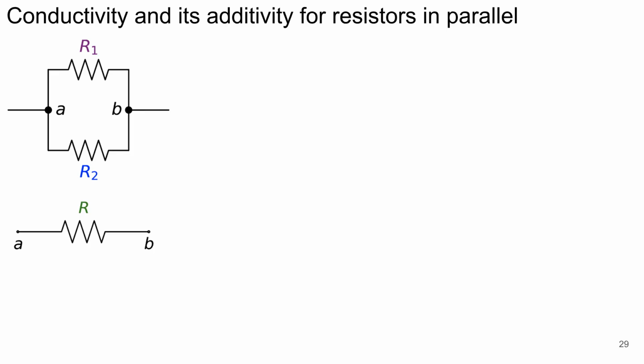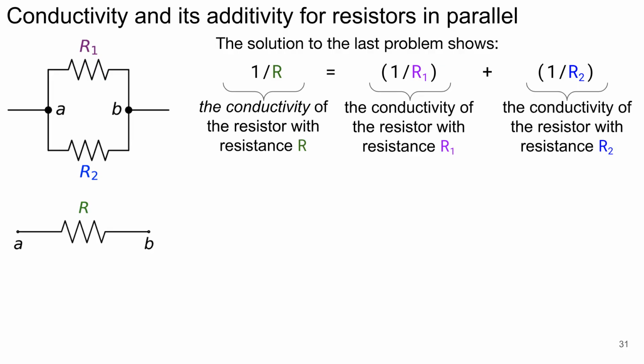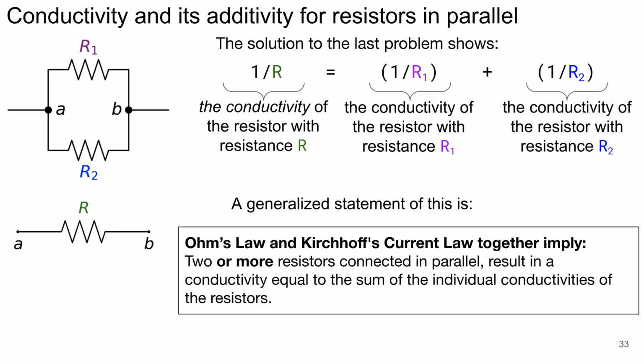By solving the last problem, we arrived at the equation shown. This equation involves the reciprocal of the resistance, which is called conductivity. Using this term, we can state our finding for now as follows. Two or more resistors connected in parallel result in a conductivity equal to the sum of their individual conductivities. We have not yet explicitly proved the or more part. We do this in a later slide, after going over an example of a problem.